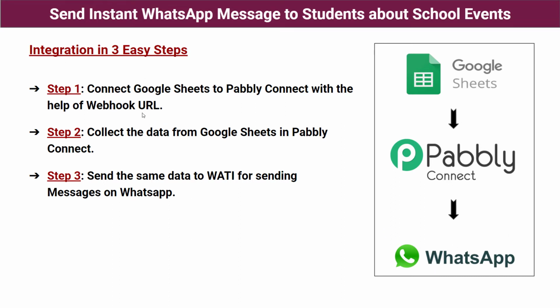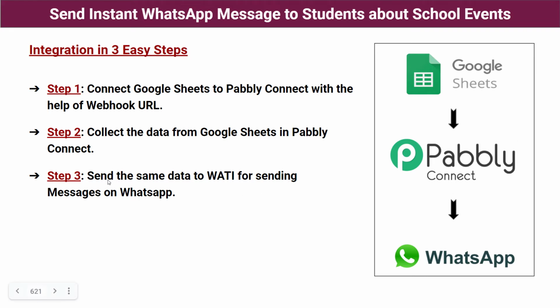So our step 1 is connect Google Sheets to Pabbly Connect with the help of webhook URL. So in our first step, we are going to open Pabbly Connect and connect our Google Sheets with Pabbly Connect. Step 2 is collect the data from Google Sheets in Pabbly Connect. So in second step, we'll bring the data from Google Sheets to Pabbly Connect.